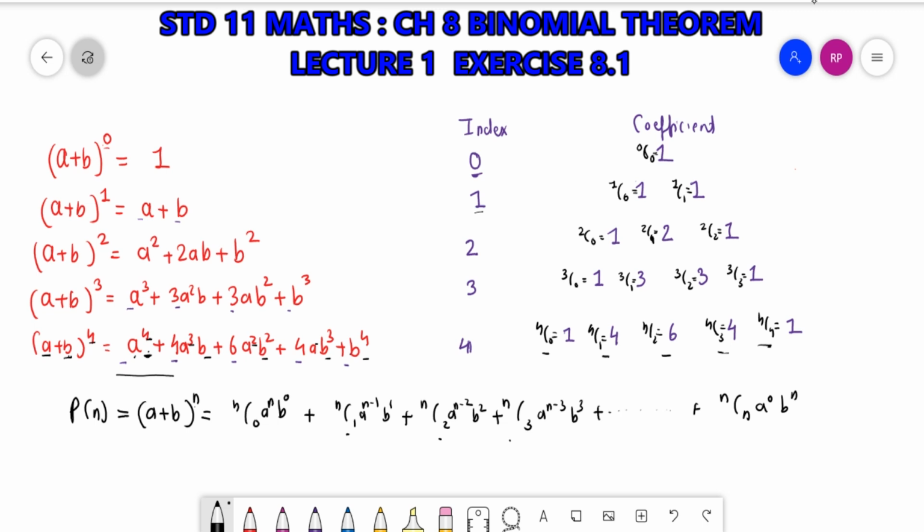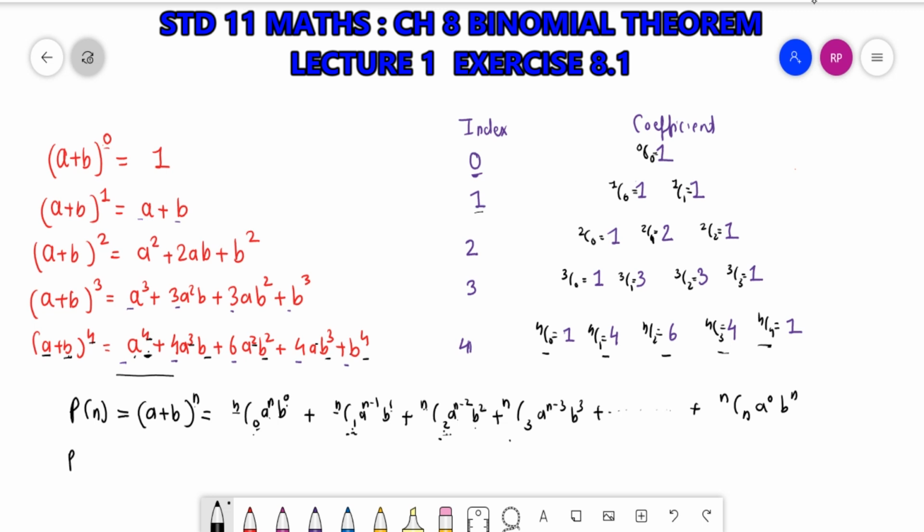Okay, see this is nC0, so the power of a is n and the power of b is 0. nC1, so the power will be n minus 1 of a and for b it's 1. nC2, so the power of a is n minus 2 and b is 2. Clear? So this will be the formula for P of n.